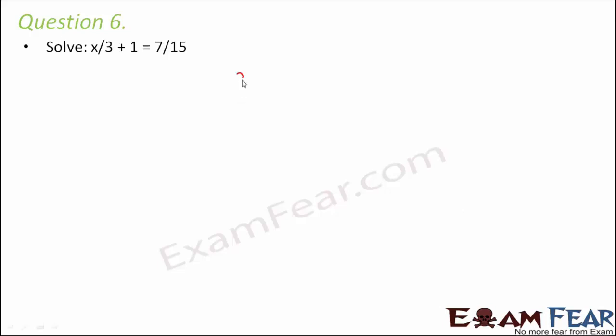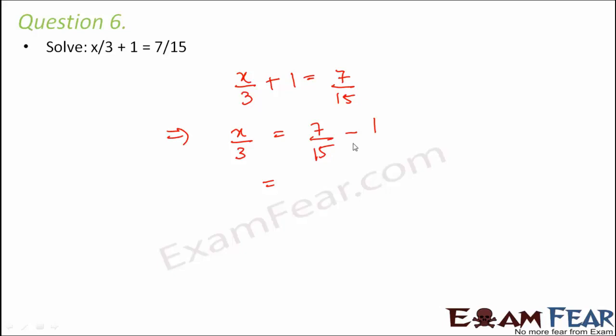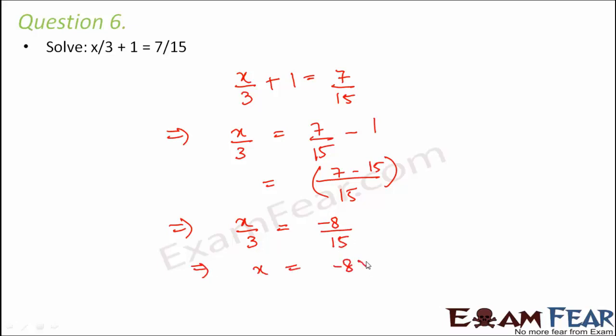Question number 6. X by 3 plus 1 is equal to 7 by 15. So here again we'll keep x by 3 on this side and we'll move the constants on the other side. So 7 by 15 minus 1. So here if you take the LCM, this would be 7 minus 15. So here x by 3 would be equal to minus 8 divided by 15, or we can say x is equal to minus 8 into 3 divided by 15. So 3 5s are 15, this is equal to minus 8 by 5. So x is equal to minus 8 by 5 is a solution for this equation.